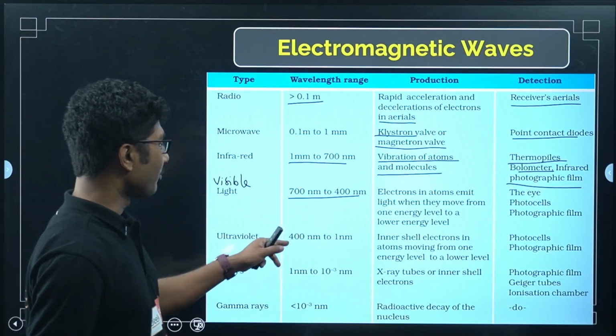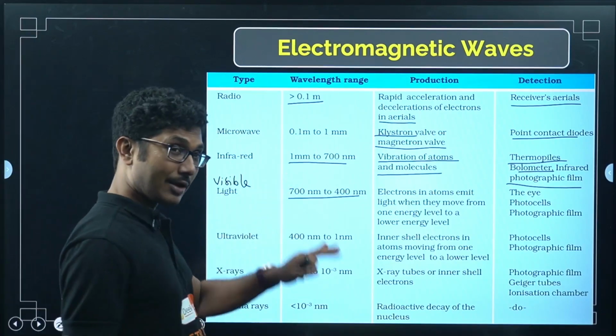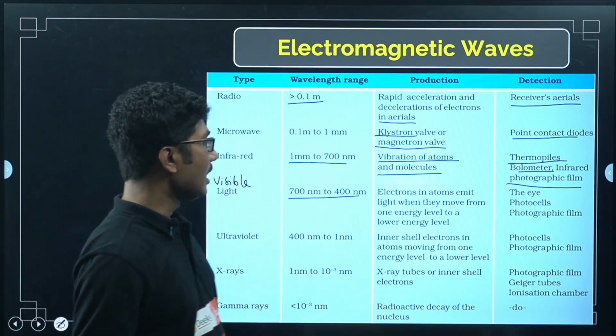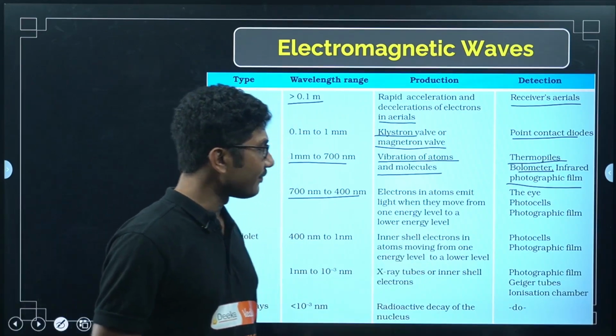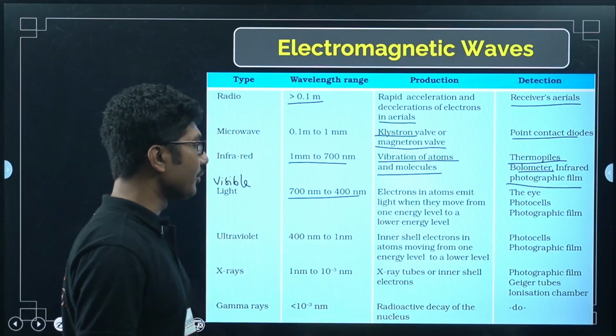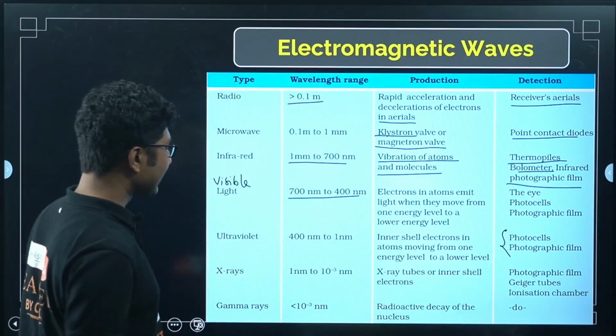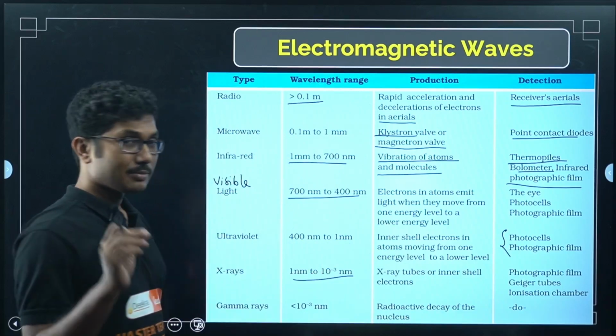Ultraviolet ray is from 400 nanometers to 1 nanometer. So now we are going to very low distance; wavelength is very low. Inner shell electrons in atoms produce it, though different reasons are given for how it is produced, and photocells and photographic film can detect it. X-rays are much smaller in wavelength.